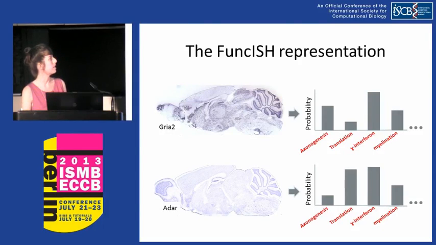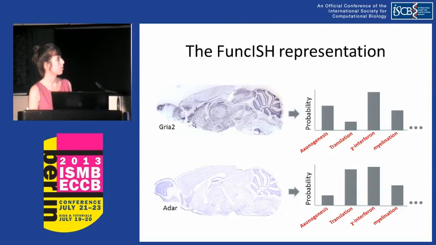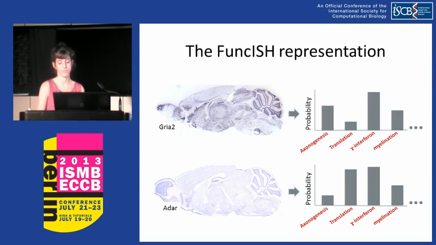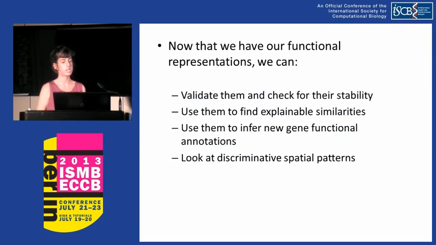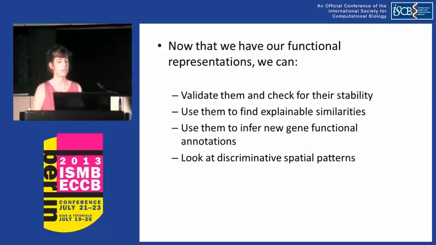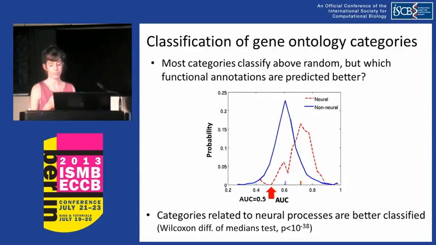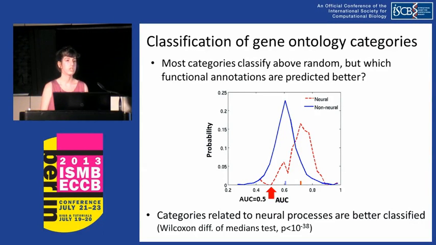This is, for example, an input to our algorithm, an image for GRIA2. This is a raw image, not a masked one. And then the output is a collection of probabilities for GRIA2 to belong to the category axonogenesis, translation, and so on. Okay, so now that we have our functional representations, we can first validate them and check for their stability. We can use them to find explainable similarities. This was our goal. We can also use them to infer new gene functional annotations, and we can also look at discriminative spatial patterns.